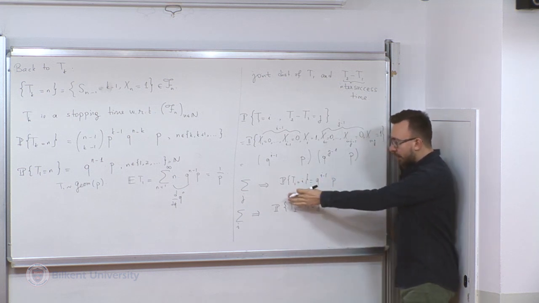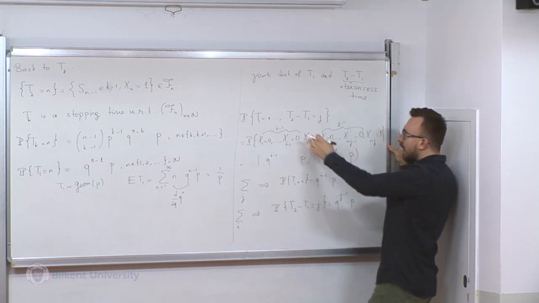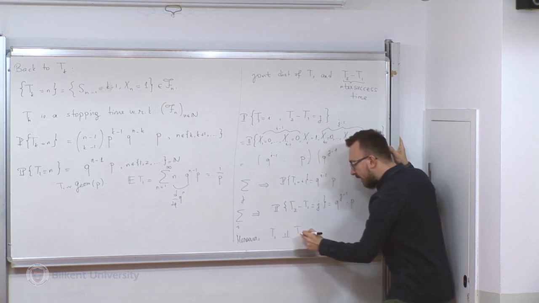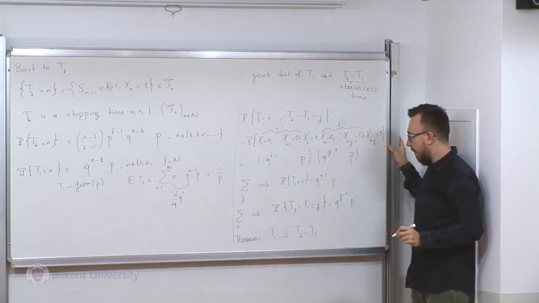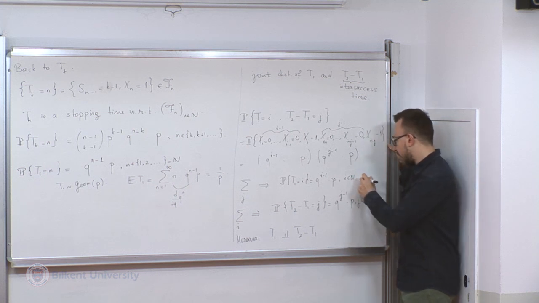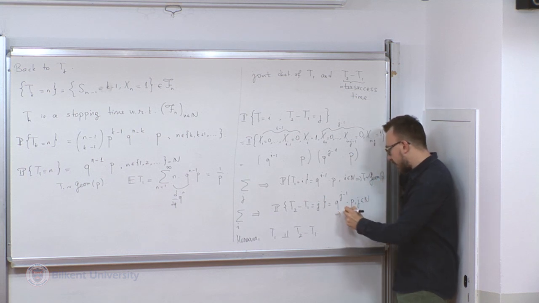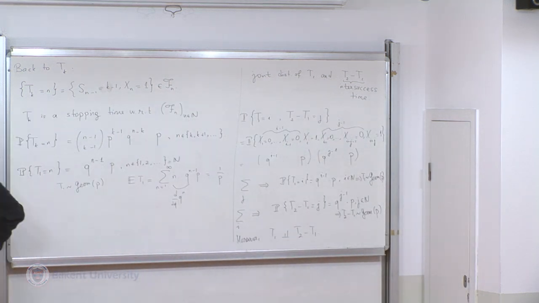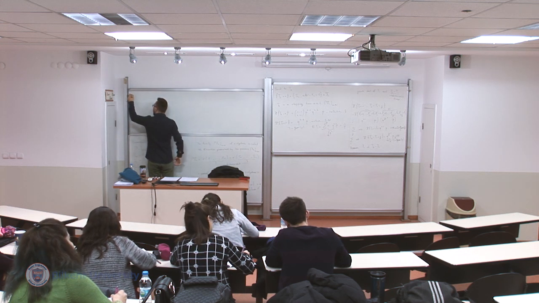And now we know the marginal distributions, and we know that the joint distribution is the product of them. Moreover, we have T1 and T2 minus T1 are independent. Okay? So this is for all I. This is for all J. So this says T1 is geometric with P. This says T2 minus T1 is geometric with P, and they are independent. So I did this just for two inter-success times.